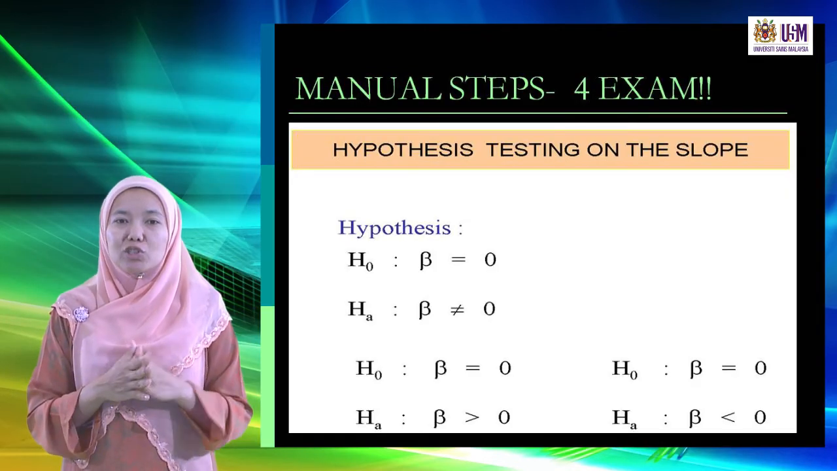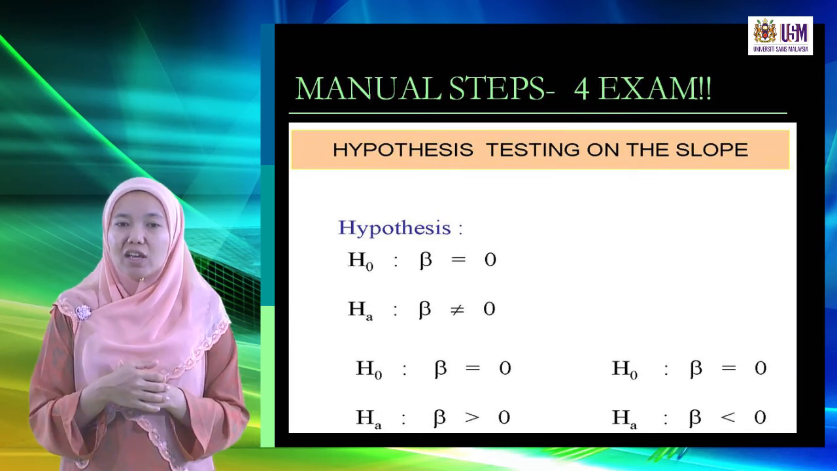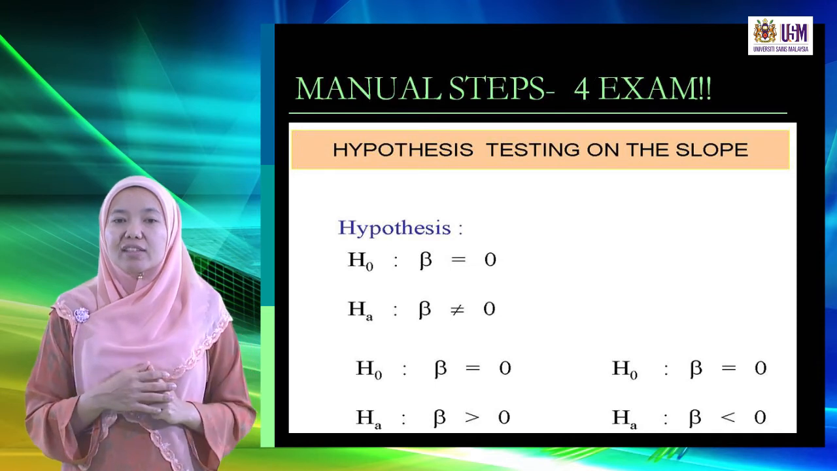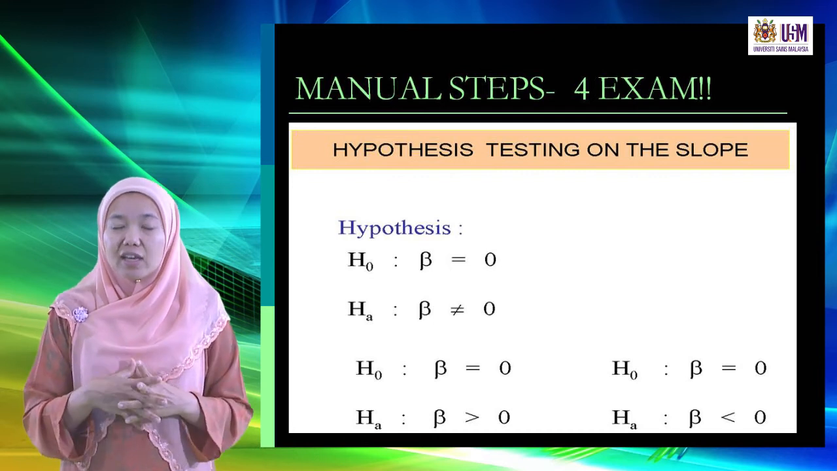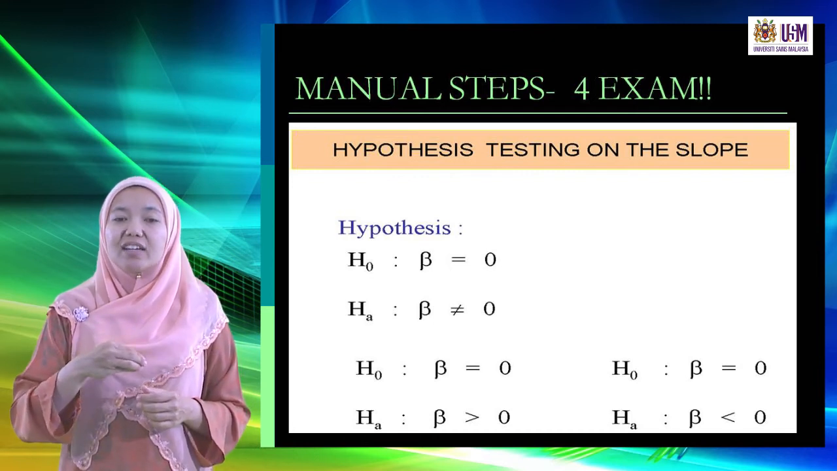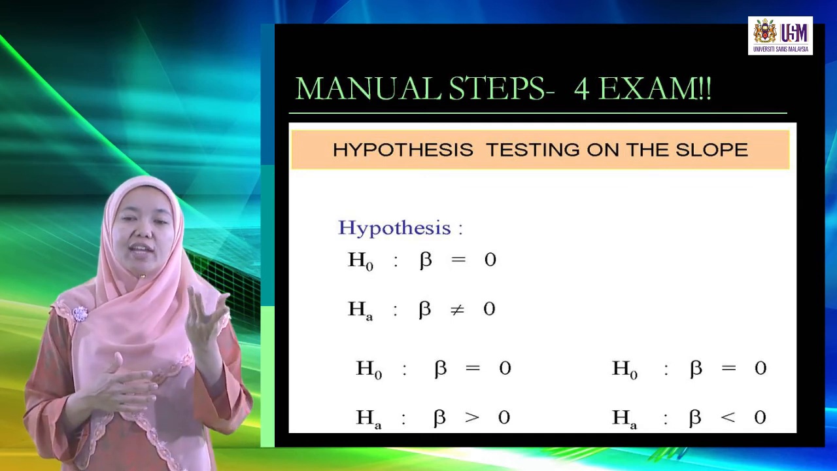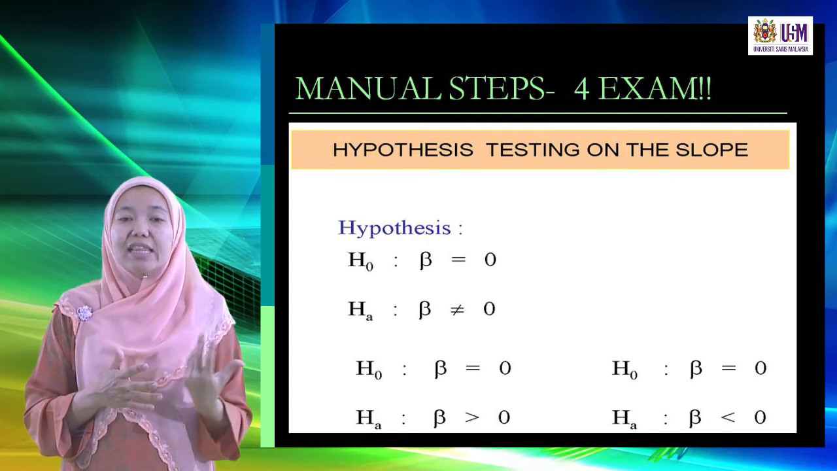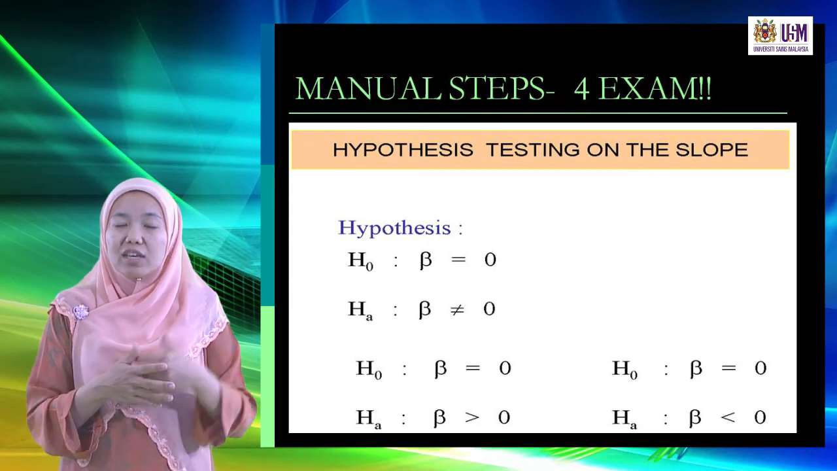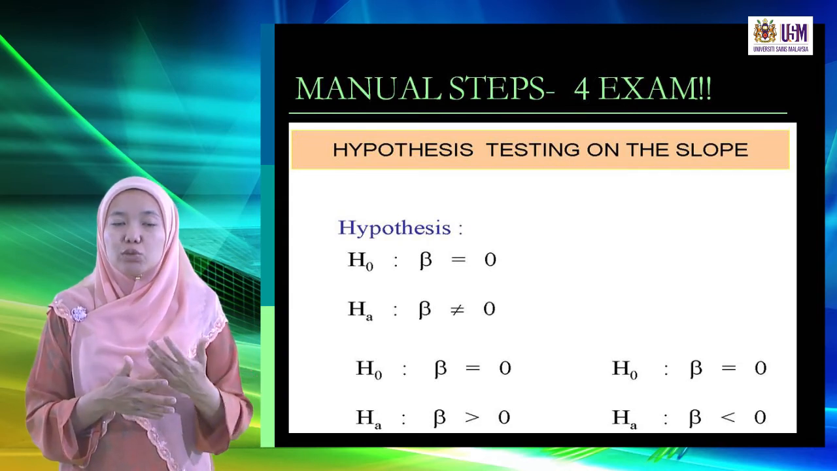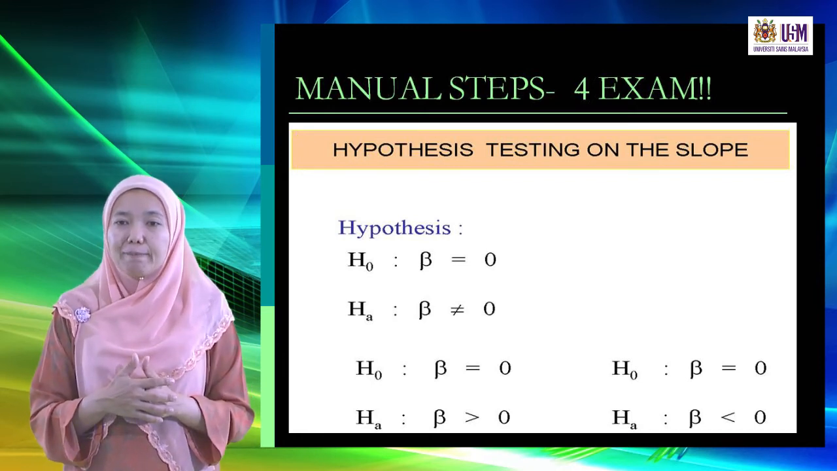Okay, hypothesis testing on the slope depends on whether the question is asking for a one-tail test or a two-tail test. If it is beta equals 0 or beta does not equal 0, that is a two-tail test. If the test is for beta 1 greater than 0, it is a one-tail test on the right-hand side. If beta 1 less than 0, that is a one-tail test on the left-hand side. So it depends on what the question is asking. Your H0 and H1, or your alternative, can be any one of these three pairs.